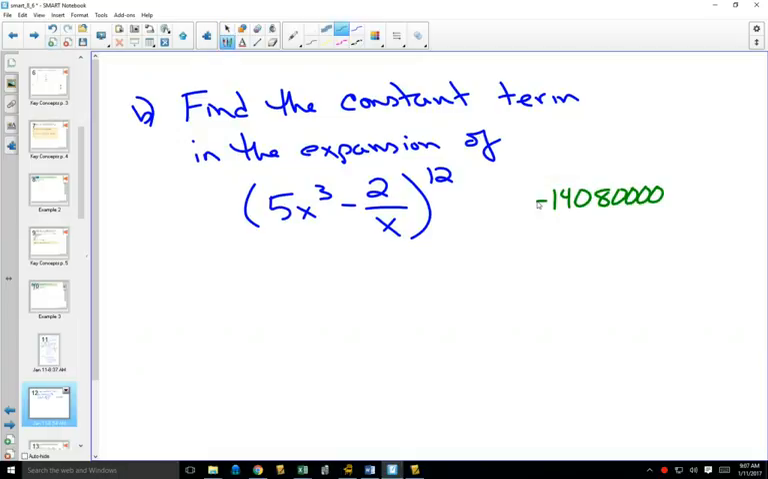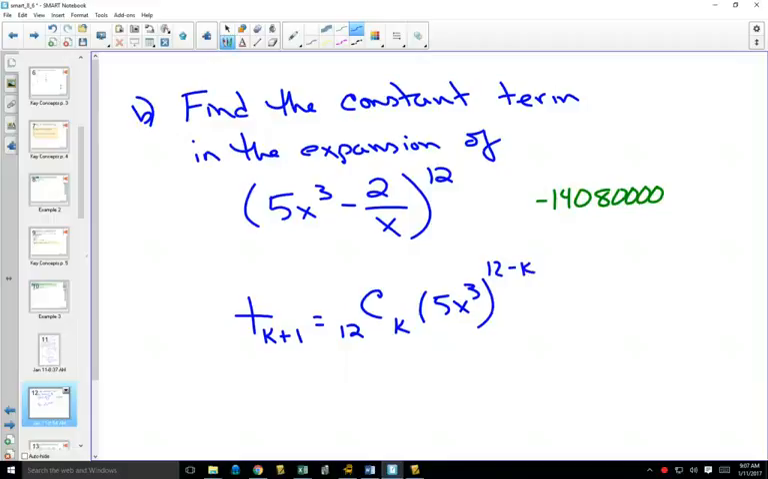So using the different techniques, no matter which technique you decide to use, we always start off with putting what we know into our formula. Well, we know n is 12. We don't know what k is. We know a is 5x cubed to the 12 minus k, and b is negative 2 over x to the k.